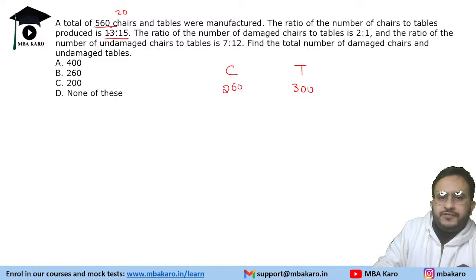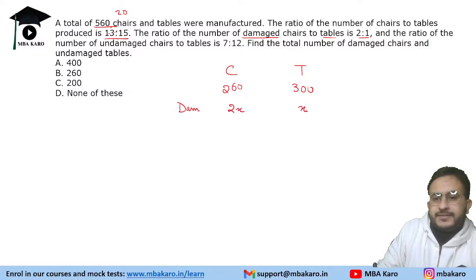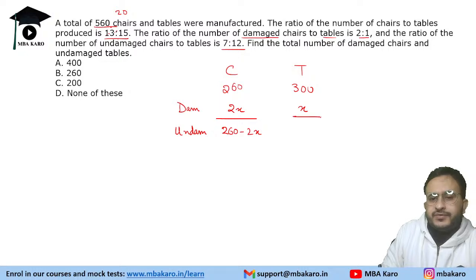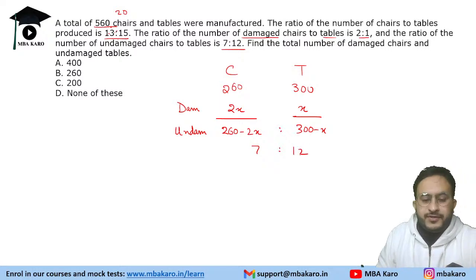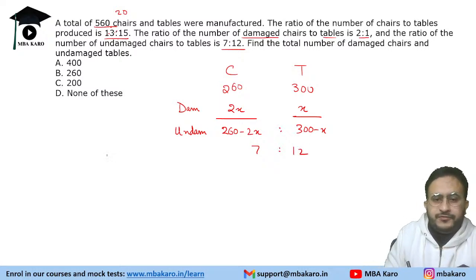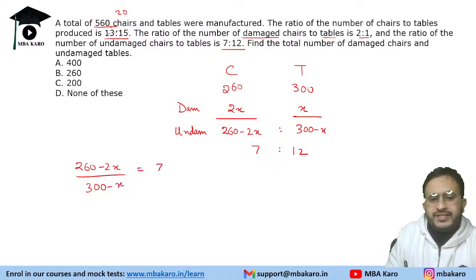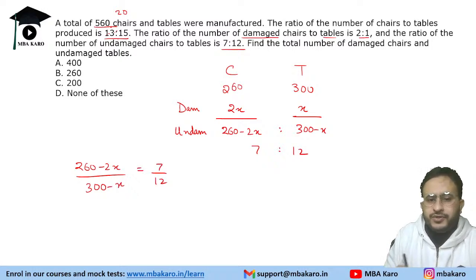We have a ratio of the number of damaged chairs to tables as 2 ratio 1. So damaged is 2x and x, right? So this is undamaged, which is given in the ratio 7 ratio 12. So 260 minus 2x, and this will be 300 minus x. So this ratio is 7 ratio 12. Right, now if you take this, you will say 260 minus 2x upon 300 minus x is equal to 7 by 12, right? Undamaged chairs to tables.